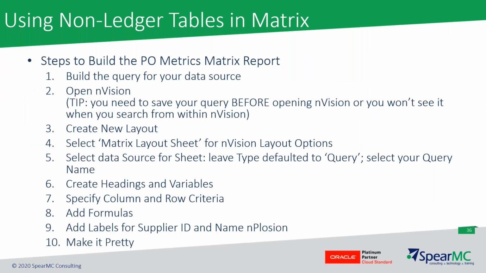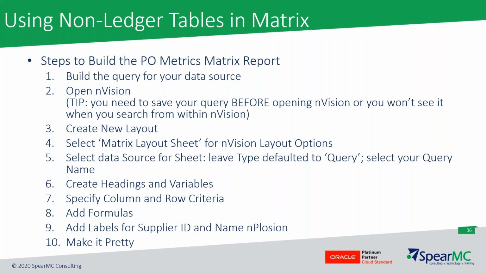All right, steps to build. We're going to build the query for your data source first. Open nVision, as I mentioned before. If you have nVision open already and you're building the query, you need to exit out and come back in. You're going to create the new layout, and this time you're going to choose matrix as the layout. You're going to pick your query source, and then step 6, you're going to be creating your headings and variables, similar to how you do when you're building a ledger-based report, giving your structure around your report first, and then start specifying your row and column criteria, and then do it in steps.